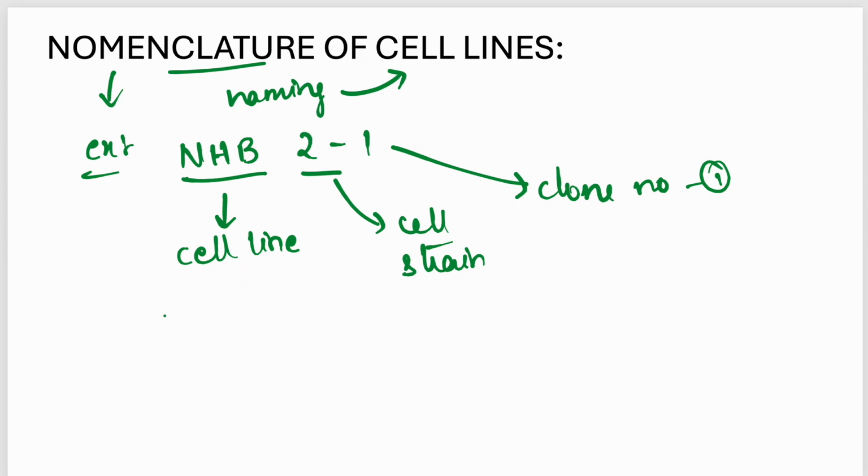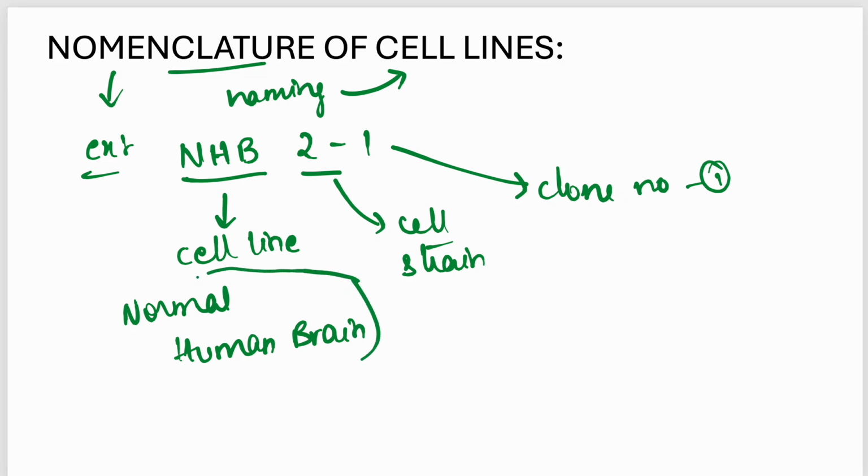The cell line here, NHB, indicates normal human brain. So from normal human brain, the cells are isolated and these cell lines are prepared. So the strain here is number 2 and the clone number is number 1.